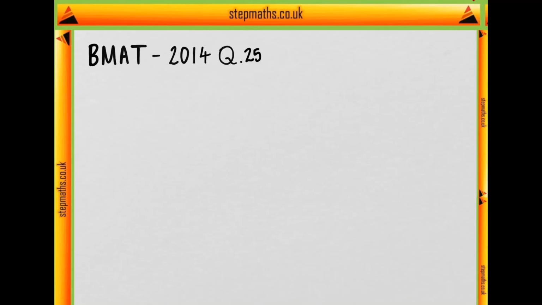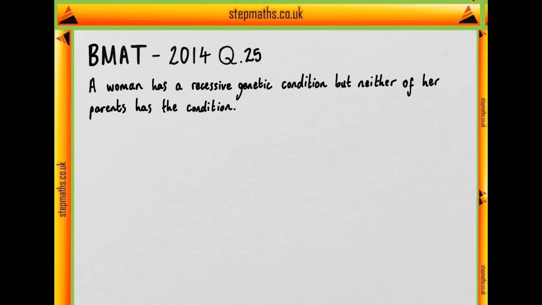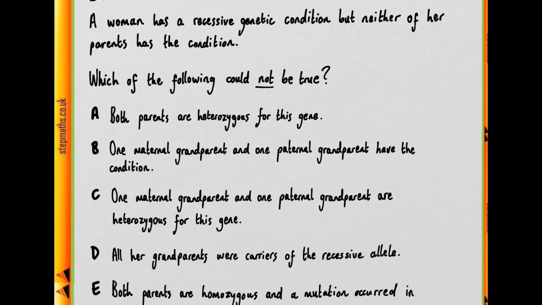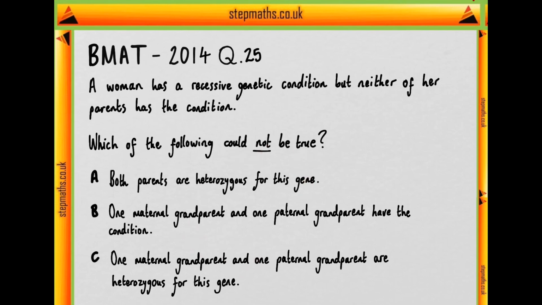In question 25, we're told that a woman has a recessive genetic condition, but that neither of her parents has the condition. We're then given 5 scenarios A through E, and we're asked which of the following could not be true. So before we tackle each of these scenarios and how they relate to our situation here, let's first think about what we're told and what the genotypes, i.e. which alleles, are at play here.